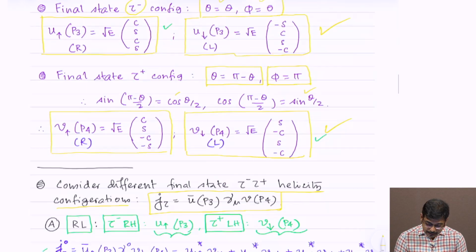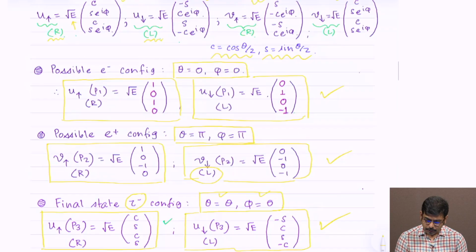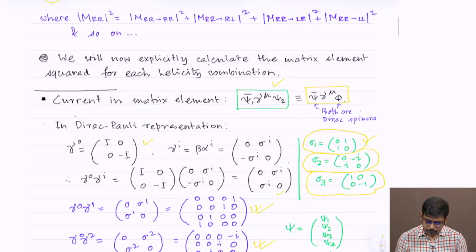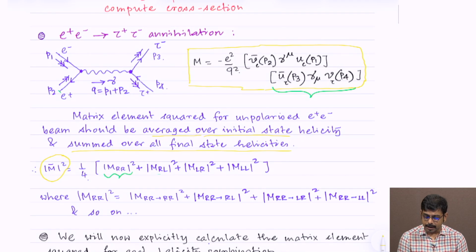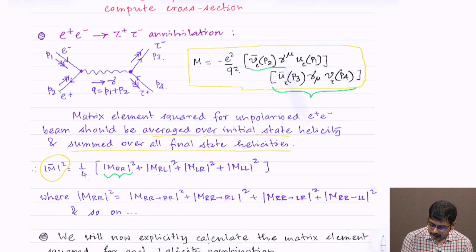Now the next target is to write the different current configurations. You remember that the amplitude for this e plus e minus going to mu plus mu minus is basically a product of the electron current and a tau current. So you have a form like v bar gamma mu u and u bar gamma mu v. This is for the tau and this is for the electron.